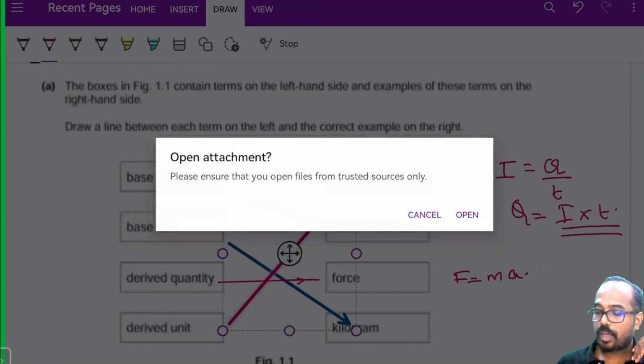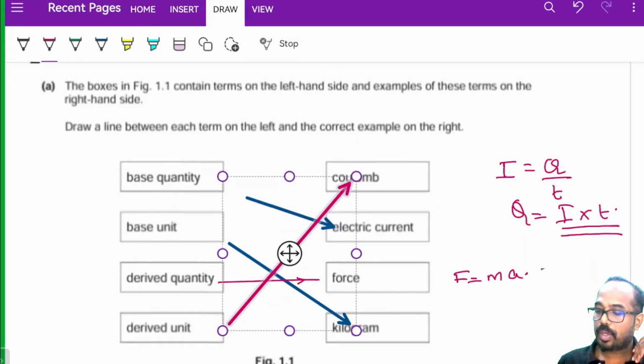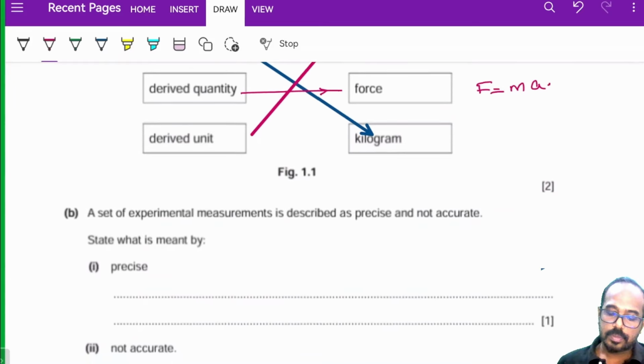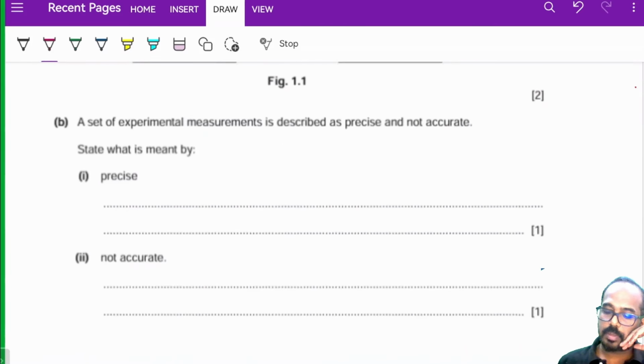You need to check every option carefully, then only you will do it. Okay. This is the first part. Second part. A set of experimental measurements is described as precise and not accurate. Okay, remember, it is not accurate. And state what is meant by precise and not accurate.